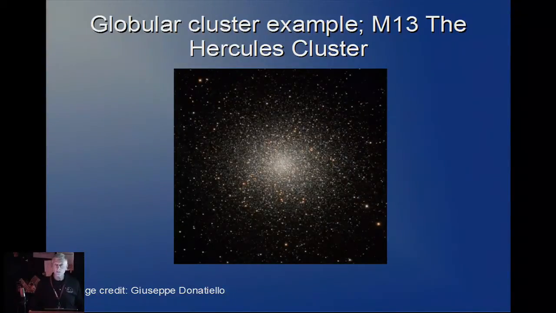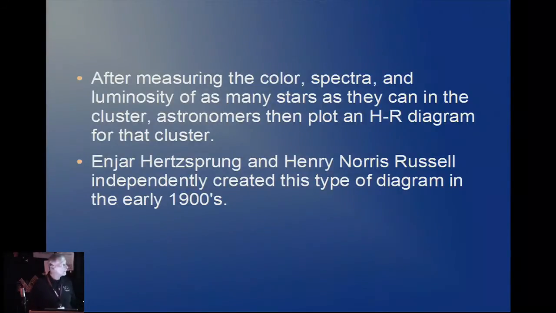So they study these. They take measurements of as many stars as they can. They study the color, the spectra, the luminosity, that is the absolute brightness. And then they plot this on a diagram called an HR diagram, named after the two scientists who independently came up with this idea.